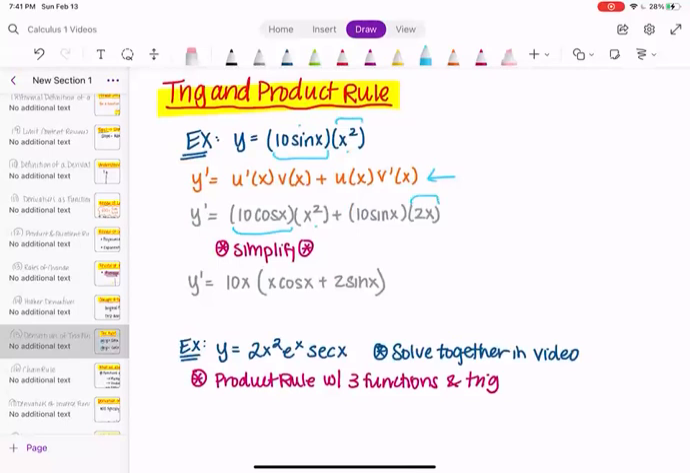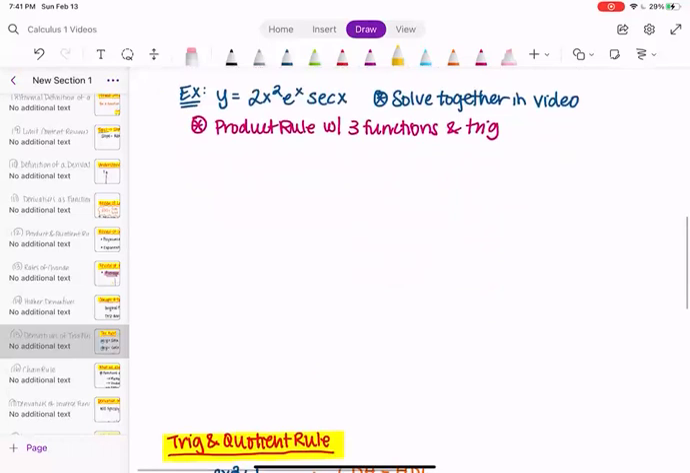And then we can simplify by pulling out a 10 and an x. So that would become 1. That would just go away. So that's where this simplification came from here. So let's do a more complicated one together.